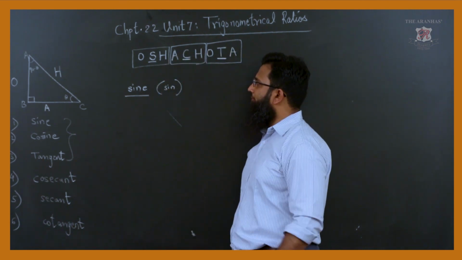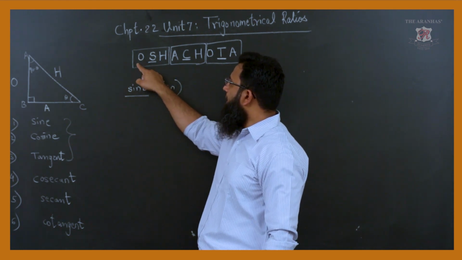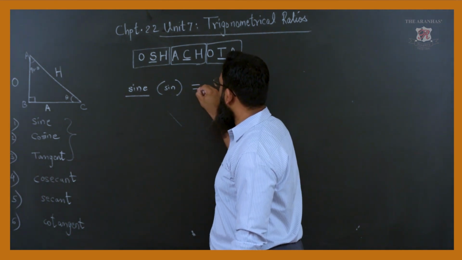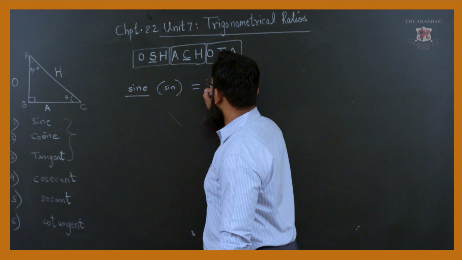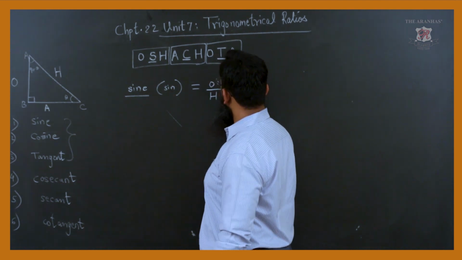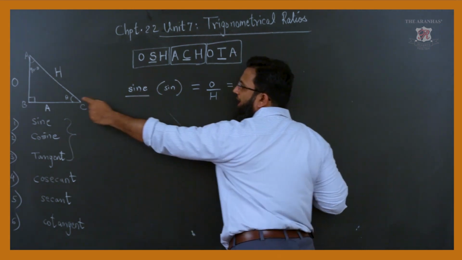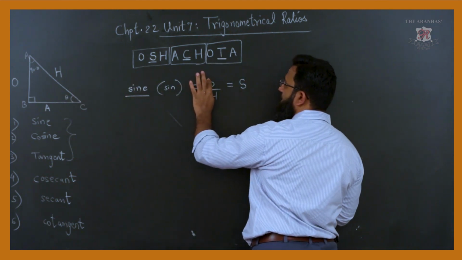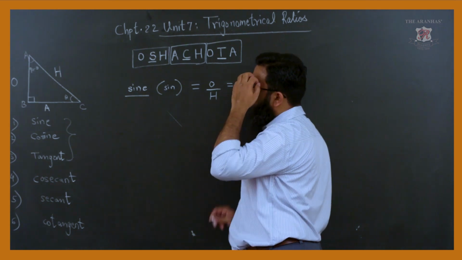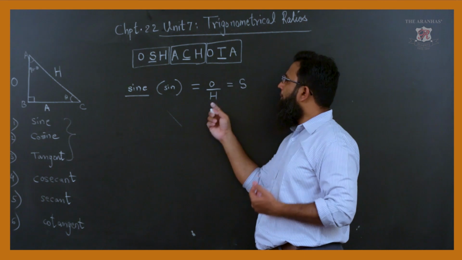Let us see further. So, here it is written sine S and then the left and right alphabets are O and H. So, that you have to write in this way. S is equal to O upon H, means the sine ratio for angle theta in this case is opposite side to theta upon the hypotenuse or perpendicular side upon hypotenuse.